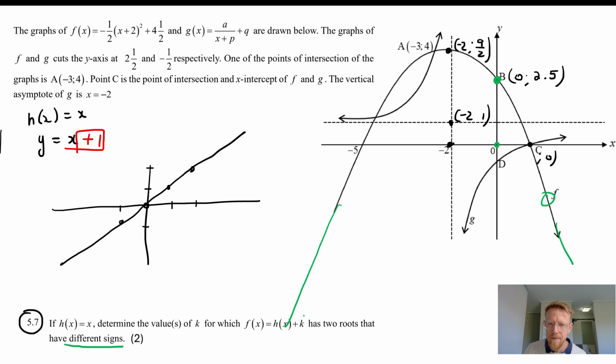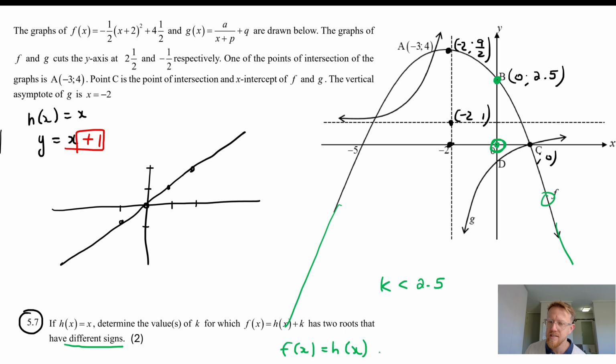So what do we want the k value to be? Well, can you see that this y value here is 0 and this y value here is 2.5? So then what we can say is that k must be anything smaller than 2.5. So for example, f of x equals h of x plus 2. So if h of x plus 2, then it means we're moving up by 2 units, and that's still okay.